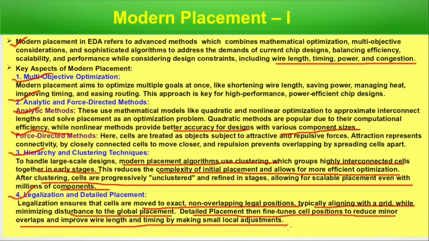making small adjustments. So in global placement, we place modules, and in global placement there could be overlapping of multiple modules. In legalization, we move those modules to exact non-overlapping positions, typically aligning with a grid, although that positioning must not disturb the global placement. And in detailed placement, fine-tuning of cell positions to reduce minor overlapping is done, and wire length and timing are improved by making small adjustments. So in three steps, the total placement is done.